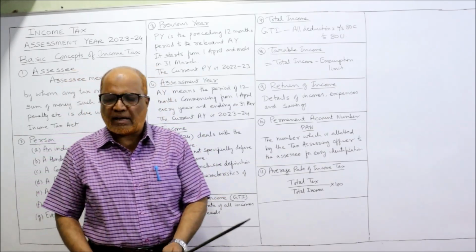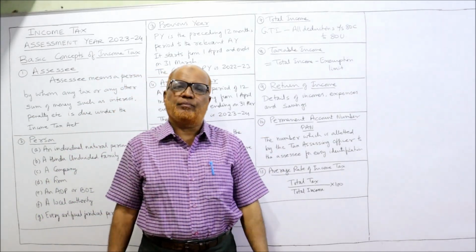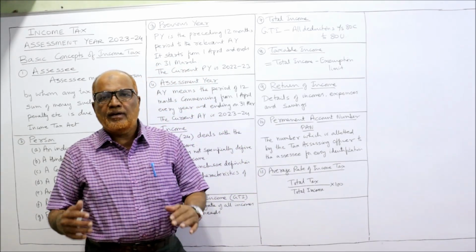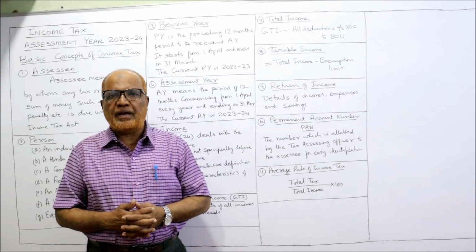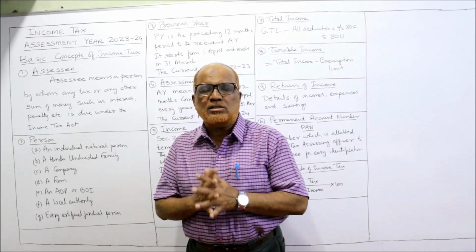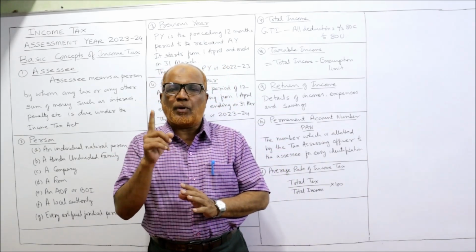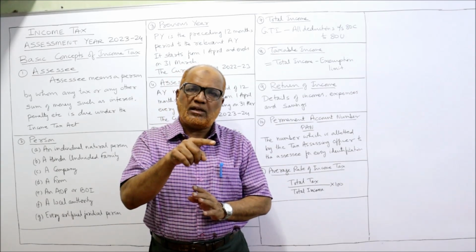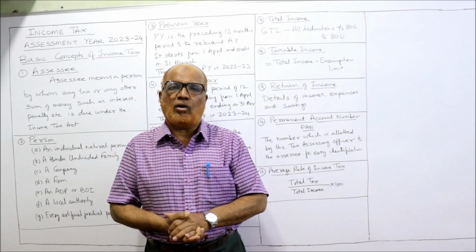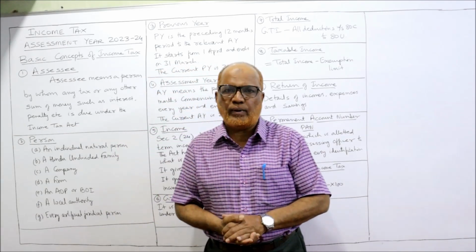Last one, average rate of tax. The total tax divided by total income into 100. This average rate of tax will be helpful in calculating the advance tax to be paid by the assessee. So these are the basic concepts which I have explained in this video. Remember, the provisions are the same for 22-23 and 23-24. No change. So you can rely on the concepts explained in this video.